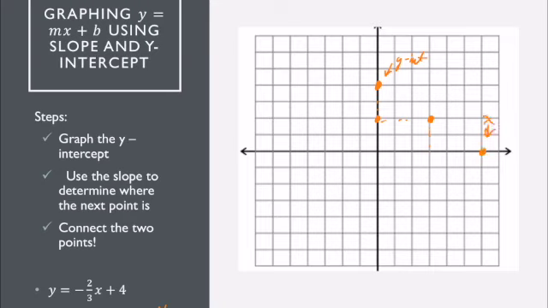Oh, look, I just found my x-intercept. That's exciting. What is it? It's when x is 6, y is 0. Very cool. So let's go ahead and graph this line. Beautiful.